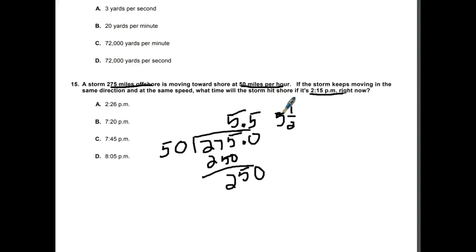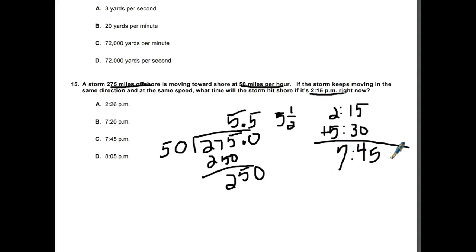Well, 5.5 would be the same thing as 5 1/2. Okay? But this 5 1/2 represents time. 5 hours and half an hour is 30 minutes. So I'm going to take my time. It's 2:15 right now. And I have 5 hours and 30 minutes. I'm going to add these 2 together. And this is PM, so this is going to be 7:45 p.m. And that would be your correct answer.